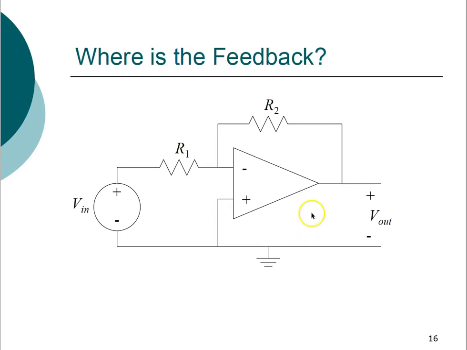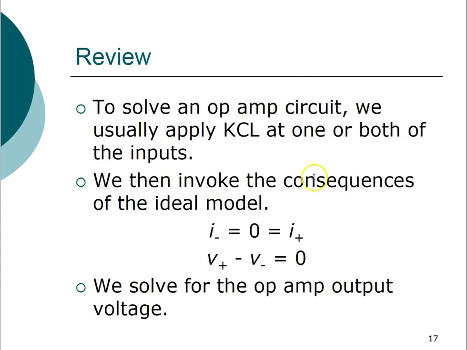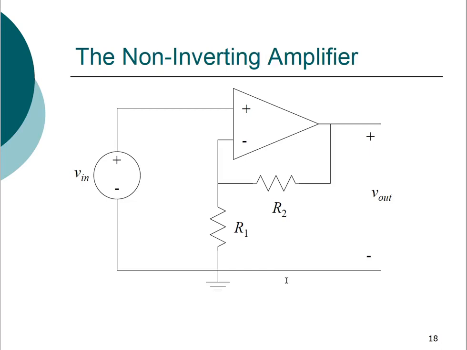So where is the feedback? We discussed this. This is your feedback, and it's a negative feedback. So some portion of the output voltage is going into the input of an op-amp. And then we did a quick review. It's the same thing. Now we are going to see the non-inverting operational amplifier.